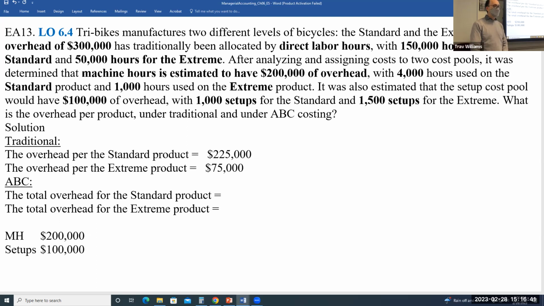Okay, so for machine hours, it's going to be $200,000 of overhead divided by the total machine hours, which is how many? 5,000 between the two products combined. We had 4,000 machine hours for the first product, 1,000 machine hours for the second. So that 5,000 hours comes out to $40 per machine hour. Correct?